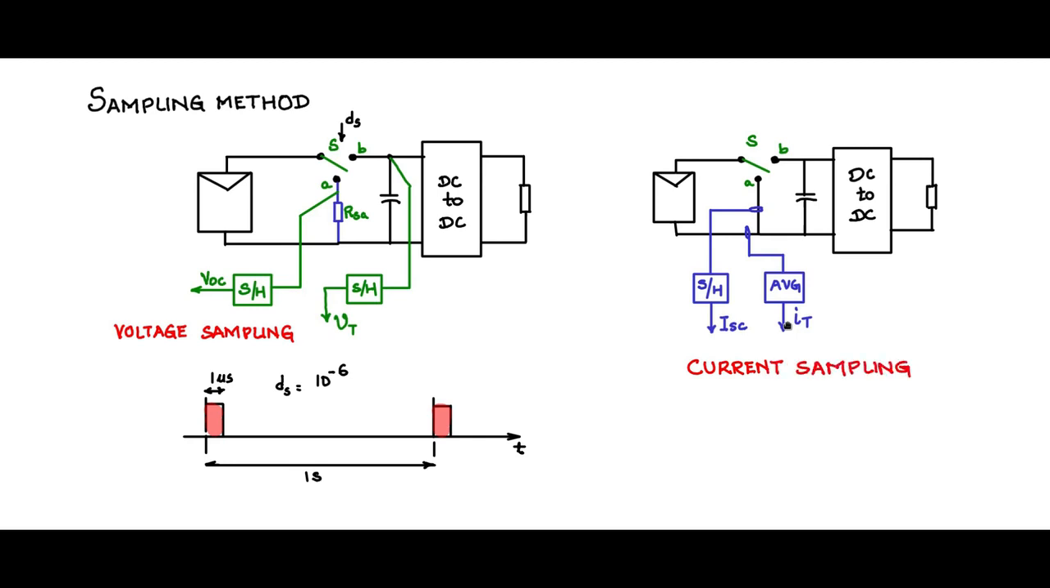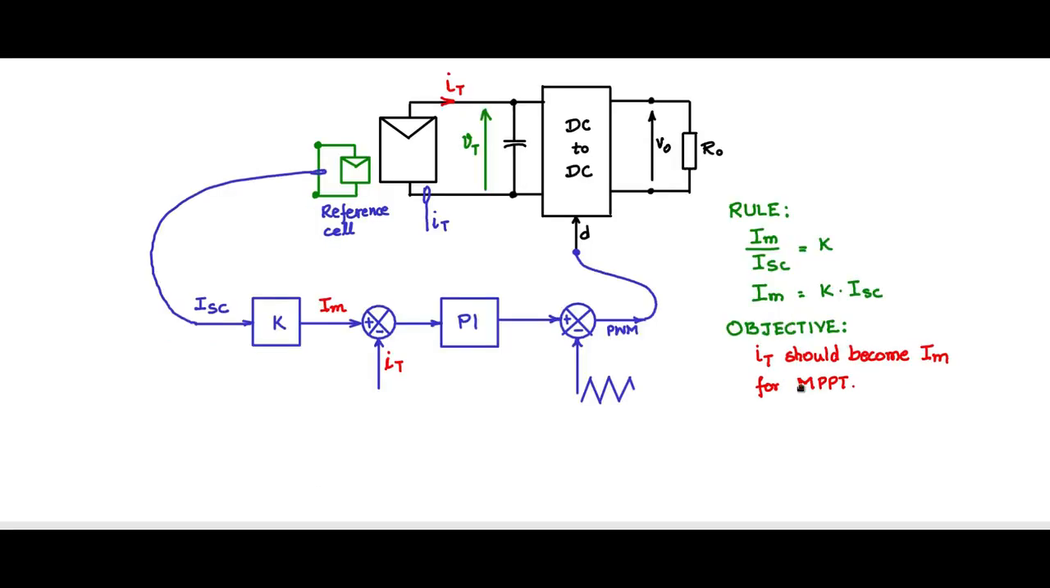So once you have sampled the current, the block scheme is essentially like what we discussed in the reference cell method, except that this is no longer there. ISC is coming from the sample and hold. IT here is again coming from another block, which is the averager block. So IT is given here, ISC is given here, scaled appropriately, you will get IM. And then the functioning of the maximum power point tracking control algorithm will be similar to what we had discussed in the reference current sampling method.